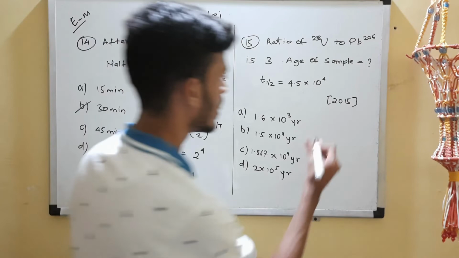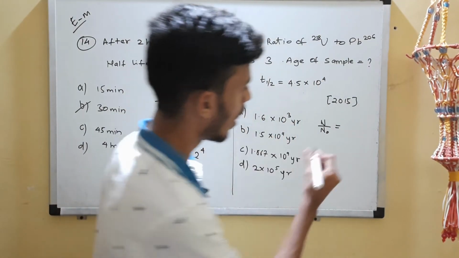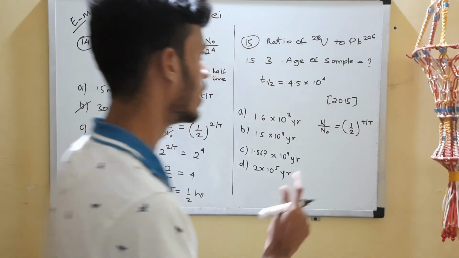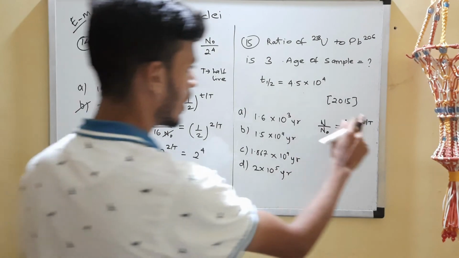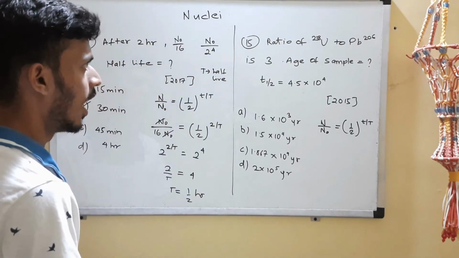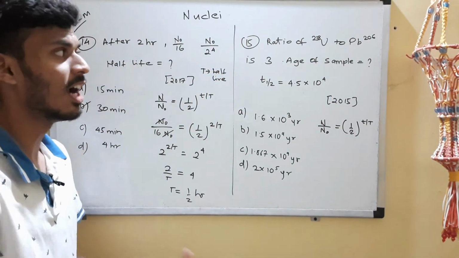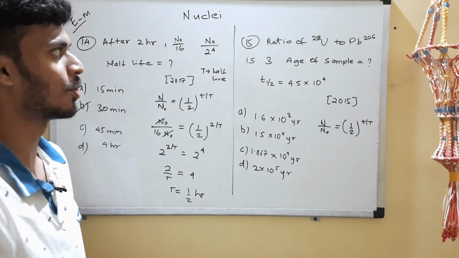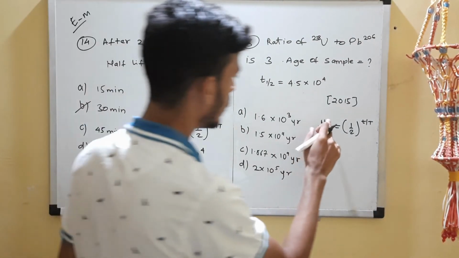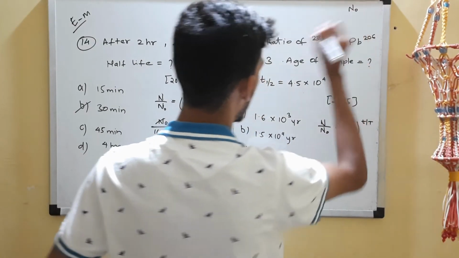Okay, now we'll use the same formula. N by n0 is equal to half to the power t by T. Here capital T is the half-life. Half-life is given, and we are supposed to find the age of the sample. The age of the sample will be nothing but the time taken for this ratio to become 3 is to 1, right? Now the problem is we don't know n over here. We can actually guess it. It's very easy. It's n0, right?